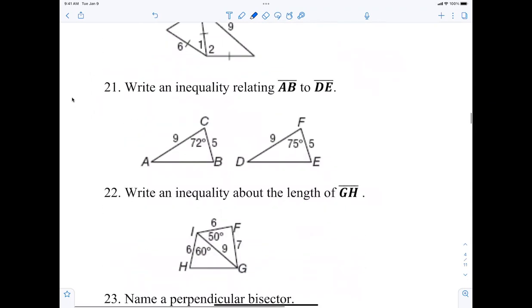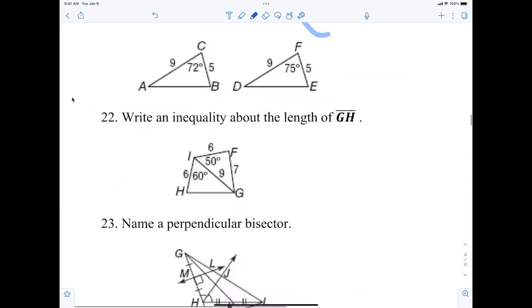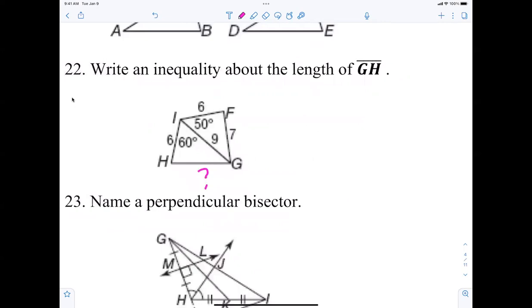All right, what's true about AB and DE? AB is less than. All right, what about GH and F, right? Inequality about length. Oh, yeah. So what is that? What's the inequality, someone? For this one right here. Help me out now. This is a good thinking problem.